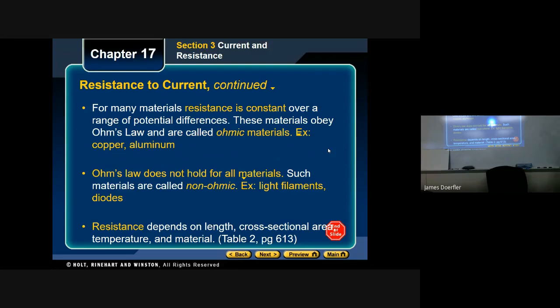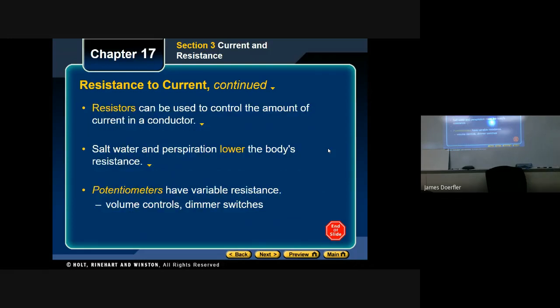Now, the idea of resistance is going to be dependent on a few things: the length of substance that the current is going to be passing through, the cross-sectional area, the temperature, and the material. You can take a look at these factors on page 613, table 2. In fact, I encourage you to do that so you can see how all that plays into a level of resistance. Now, we have resistors all over the place. They are used to control the amount of current in a conductor.